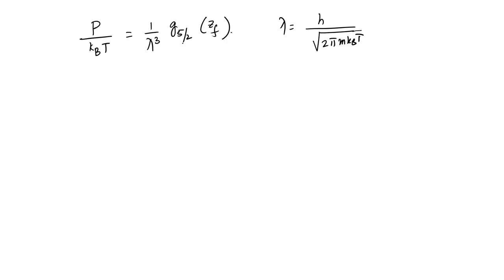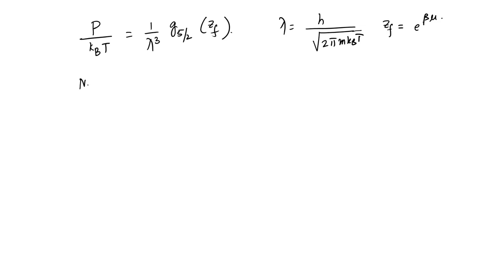And this g 5/2 is called a Bose-Einstein integral, with z_f equal to exponential beta mu, and this is the pressure expression. We have shown that the epsilon equal to 0 contribution to the pressure is negligible. In fact, we will show that when the ground state of the system is macroscopically occupied, the zero energy state does not exert any pressure.